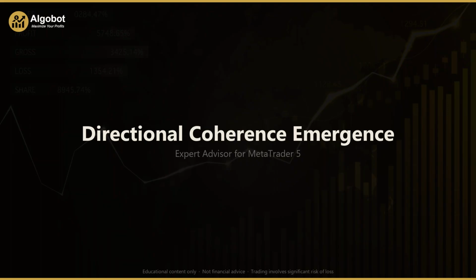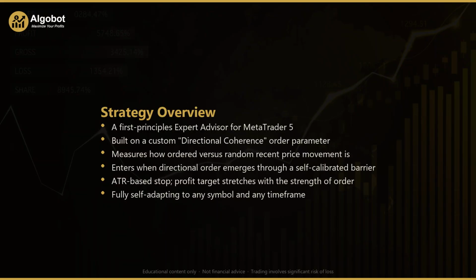Let's get started. So what exactly does this expert advisor do? Directional Coherence Emergence is a first principles system, meaning it isn't built on a traditional indicator like a moving average, a band, or an oscillator you might already recognize. Instead, it's built on one original idea, an order parameter that describes the sign sequence of recent bar returns. Here's the concept in plain language.